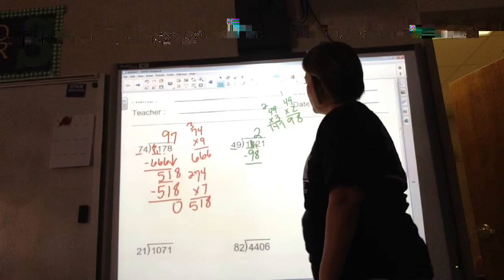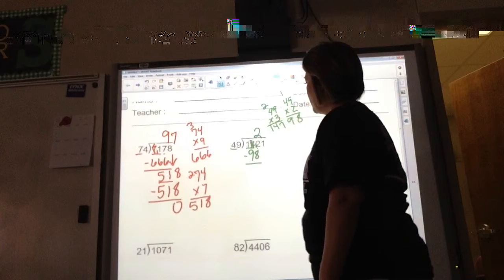Now, how many times will 2 go into 2? 1. 1 times 26 is 26. Will that work? Sure will. 1 times 26, 26 minus 26 is 0. Okay, boys and girls, last one.